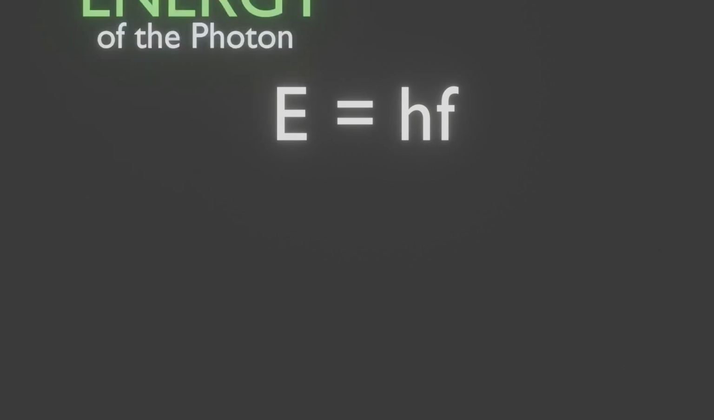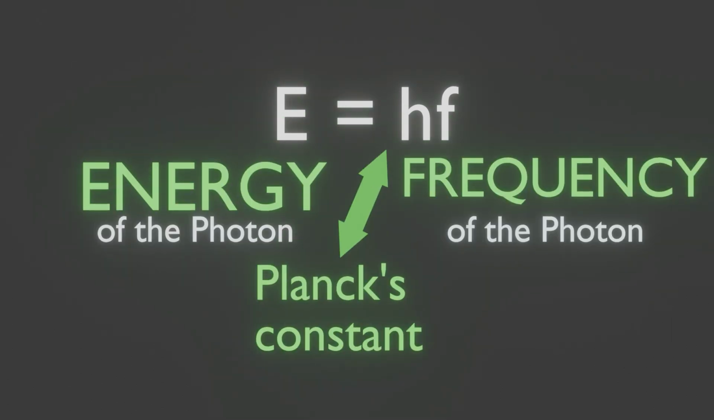The Planck's constant would later be used to describe the energy of a photon, which has no mass, so we calculate its energy via its frequency. That is, the energy of the photon is equal to the Planck's constant multiplied by the frequency of the wave of the photon.